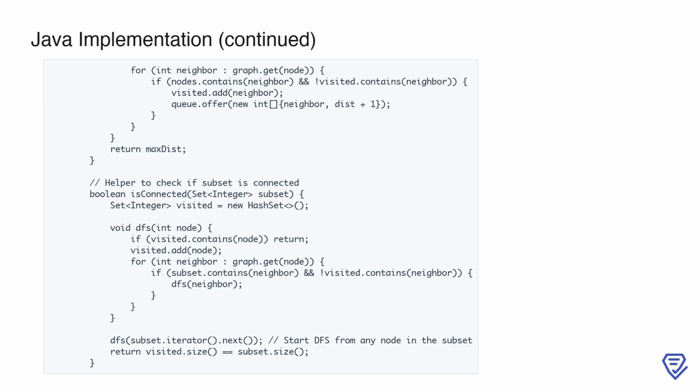The next helper function, isConnected, checks whether a given subset of nodes forms a connected subgraph. To do this, we use a depth-first search, or DFS, which starts from any node in the subset and explores all reachable nodes.